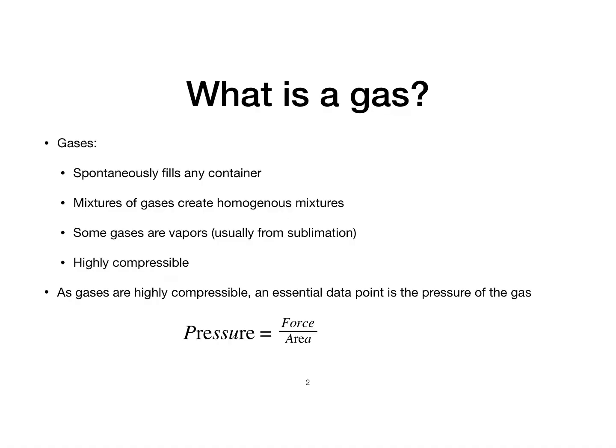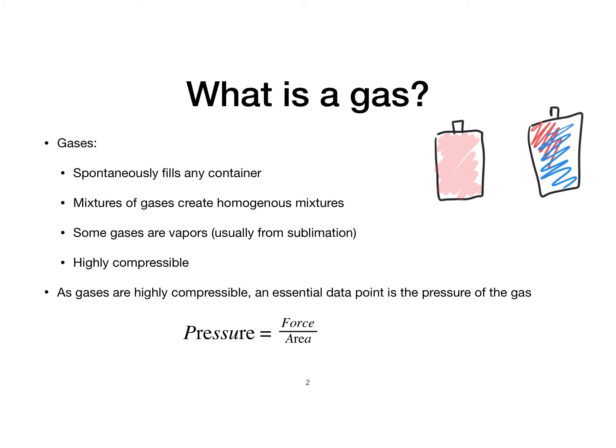So gases spontaneously fill any container. If you have a giant jar of gas, a tank here with a valve, this container is filled with any gas you have. So this whole container is full of gas. And if you had more than one gas in a similar container, in this case part blue and red, what we see is that it's a full mixture.